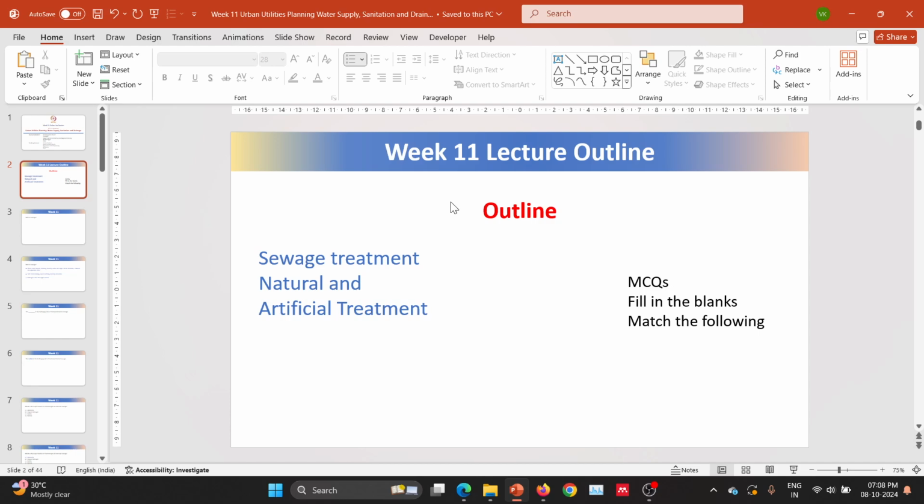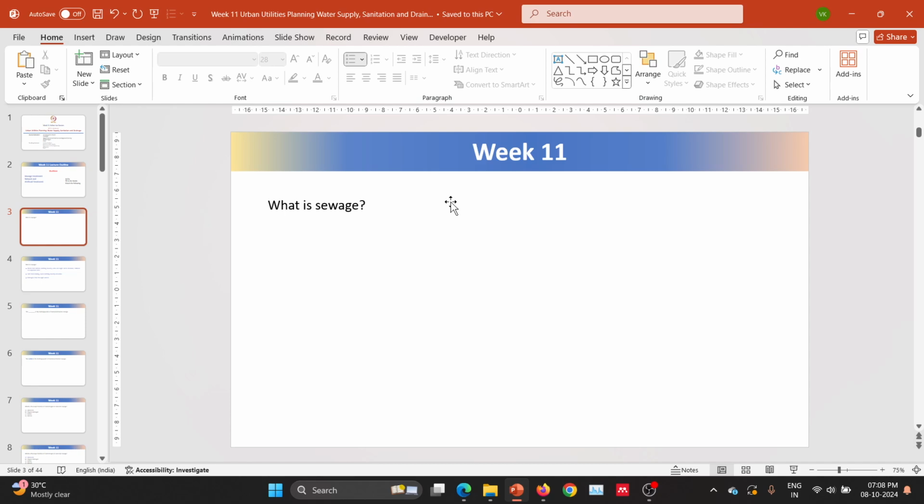So this week we will study sewage treatment and natural and artificial treatment. In artificial treatment, what are the primary and secondary treatment? We will solve some MCQs, fill in the blanks and measure the following. So let's proceed. In sewage treatment, let's understand what is sewage first.